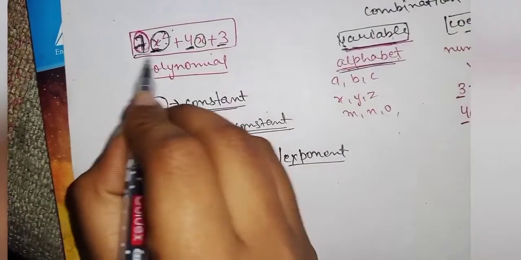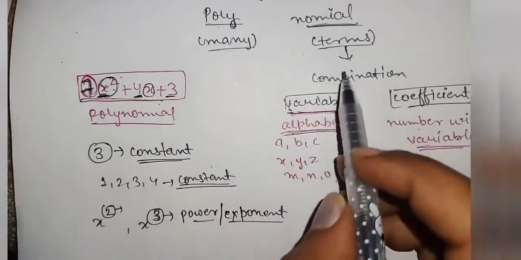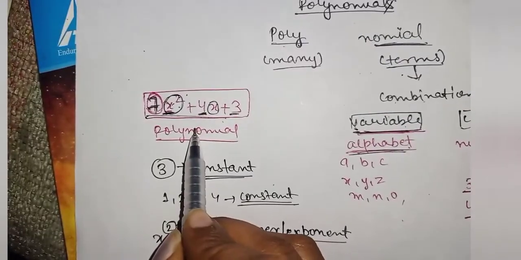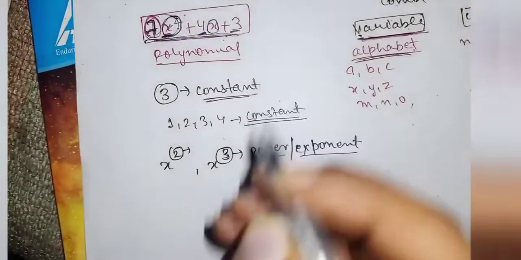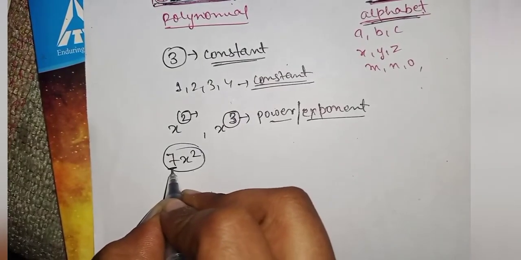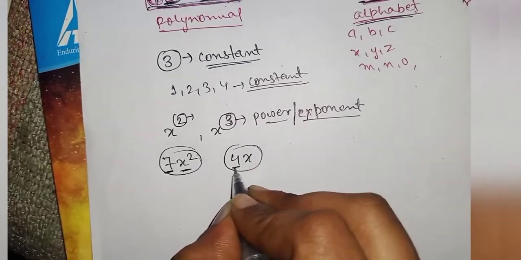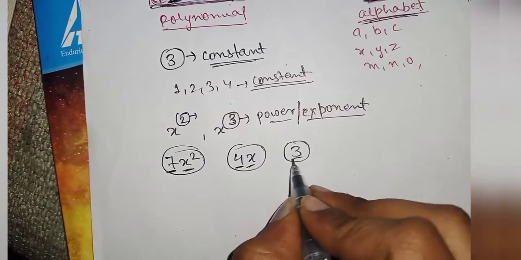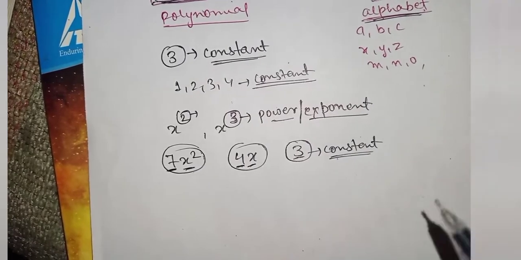Now in this equation 7x square plus 4x plus 3, what is a term? As we already read, a term is the combination of variable and coefficient. So in this equation there are three terms: 7x square is a term because it is the combination of variable and coefficient. 4x is also a term, that is a combination of variable and coefficient. And 3 is also a term because it is a constant. So we can say a constant is a term as well.